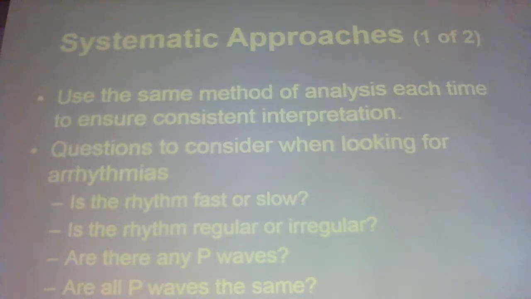Then you look at the PR interval. It should be less than 200 milliseconds. Then you look at the QRS duration. QRS duration should be less than 120 milliseconds.